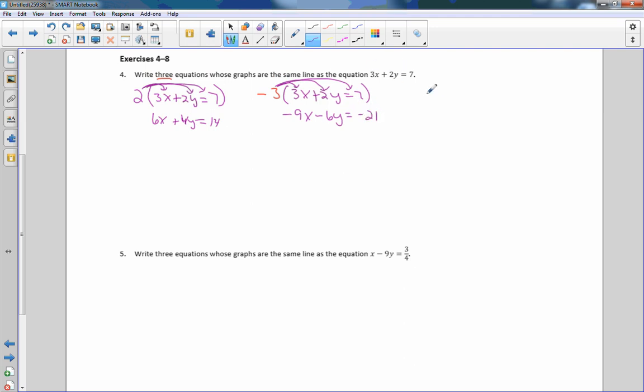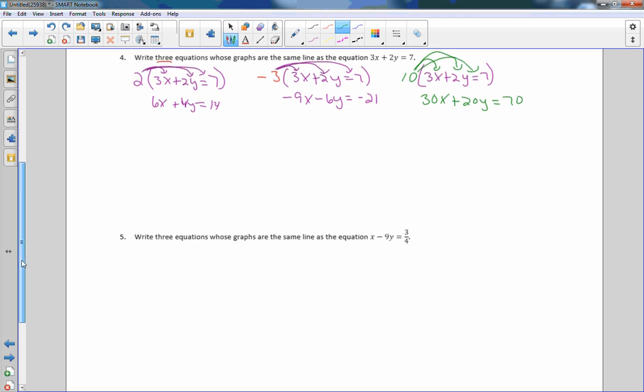Okay, and then I'm going to do that again. 3x plus 2y equals 7. Multiplied by some scale multiple. How about 10 this time? 10 times 3x is 30x. 10 times 2y is 20y. And 10 times 7 is 70. So these 3 equations are equivalent and would give the same results if we plugged in x and y values. They would all be on the same line.